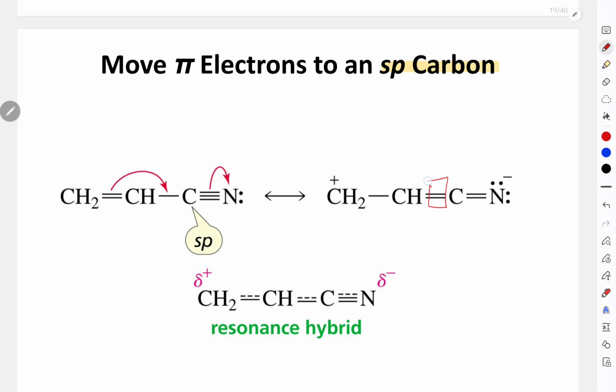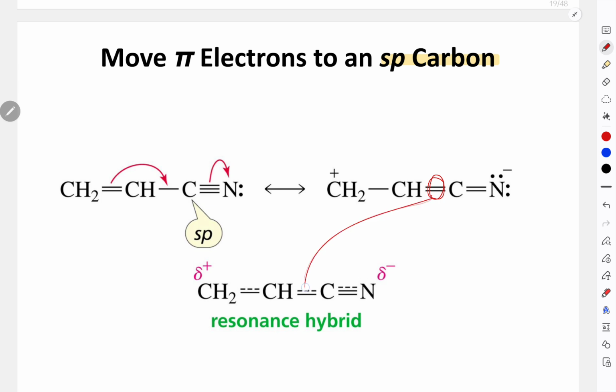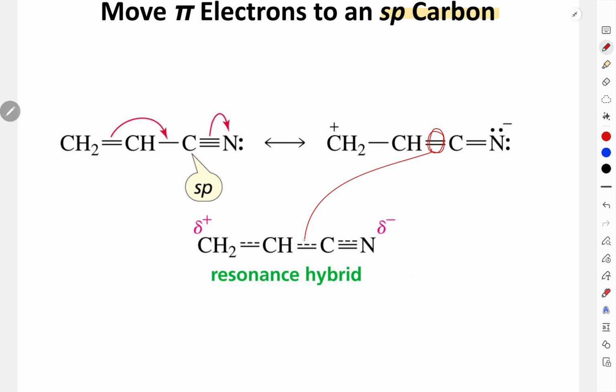Basically, the pi electron forming the double bond on the left-hand side between carbon 1 and 2 moves to the central position to form the double bond between carbon 2 and 3. As a result, the end carbon, carbon number 1, gets a positive charge. And the movement of the pi electron between carbon and nitrogen will form the negative charge on the other end, nitrogen.